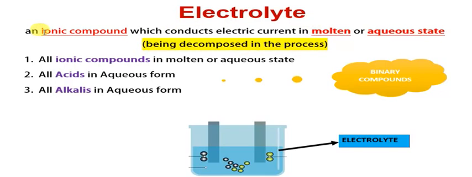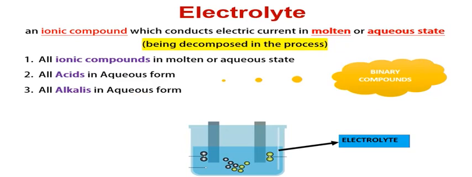We will define it as an ionic compound which conducts electric current in molten or aqueous state. It can be an ionic compound in molten or aqueous state. It can be an acid in aqueous form or an alkali in aqueous form. Mostly these compounds are binary compounds. You might have studied them in your previous classes.